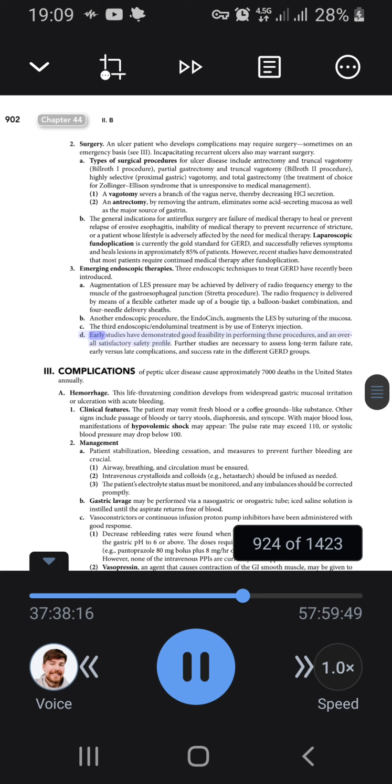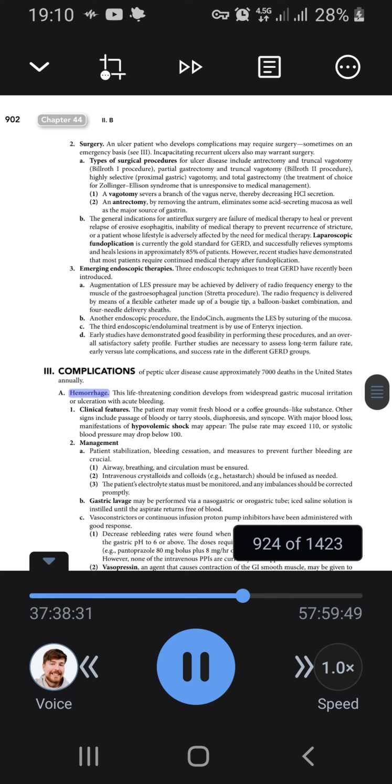D. Early studies have demonstrated good feasibility in performing these procedures and an overall satisfactory safety profile. Further studies are necessary to assess long-term failure rate, early versus late complications, and success rate in the different GERD groups. Third, complications of peptic ulcer disease cause approximately 7,000 deaths in the United States annually.